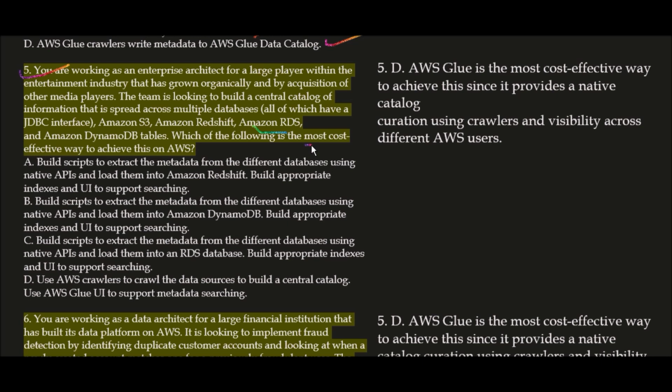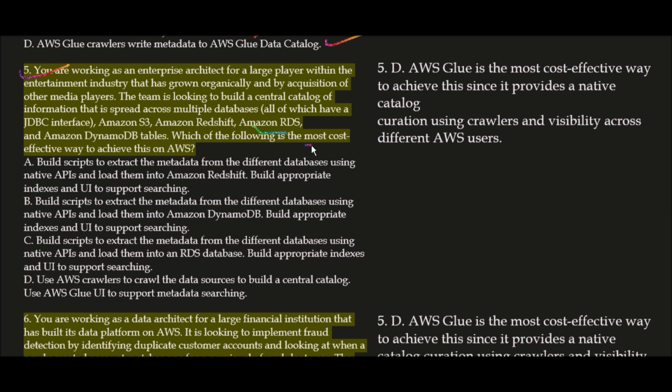Build appropriate indexes and UI to support searching. Option B. Build scripts to extract the metadata from the different databases using native APIs and load them into Amazon DynamoDB. Build appropriate indexes and UI to support searching. Option C. Build scripts to extract the metadata from the different databases using native APIs and load them into an RDS database. Build appropriate indexes and UI to support searching.